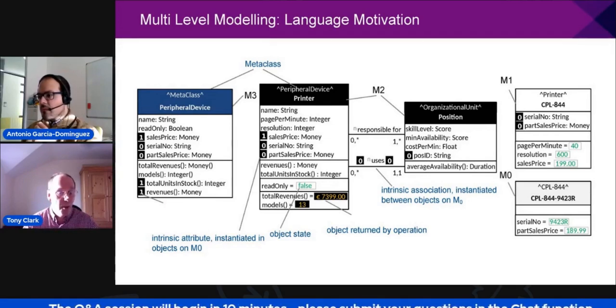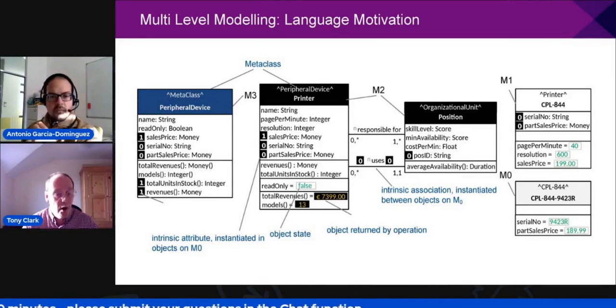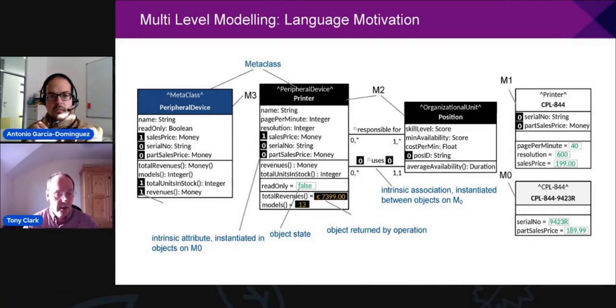Now that applies to operations. We know that in peripheral device, at level 1, there will be an operation, total units in stock, which allows us to calculate some information in terms of properties on the classes at level 1. So this is a new language feature which supports language-driven model engineering in terms of the meta-modeling that I've outlined to you.